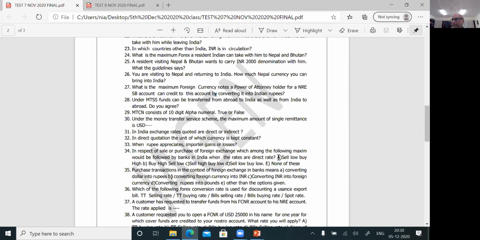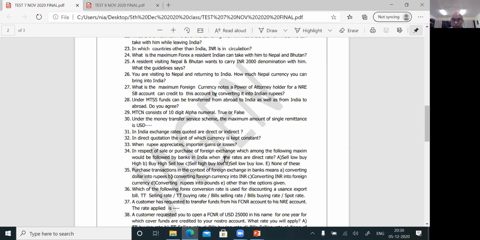When as a banker, I am buying forex from a customer, I will give him 50 rupees. On the other hand, when I sell forex to him, I will give you $1 if you give me 60 rupees. That is buy low, sell high. That is, the profit is 10 rupees for us.